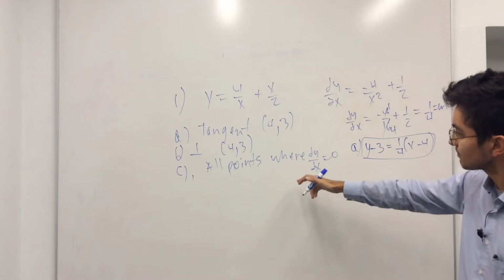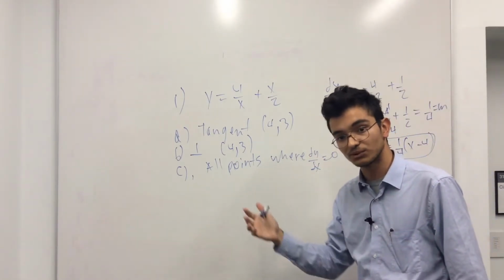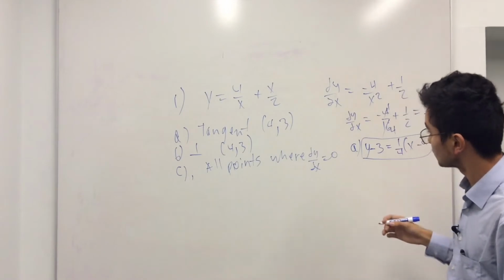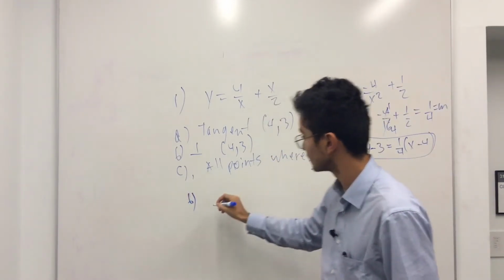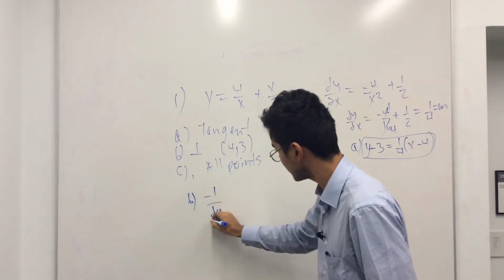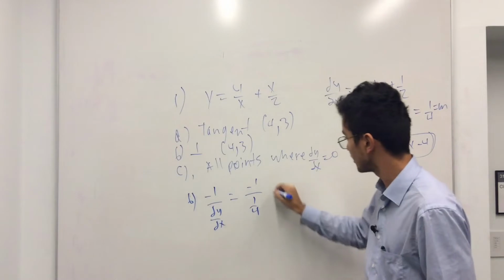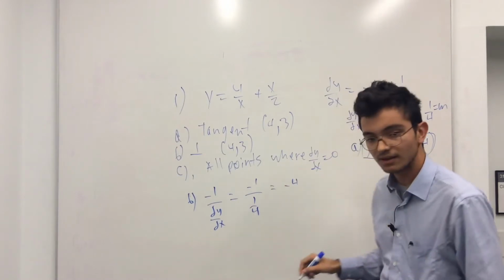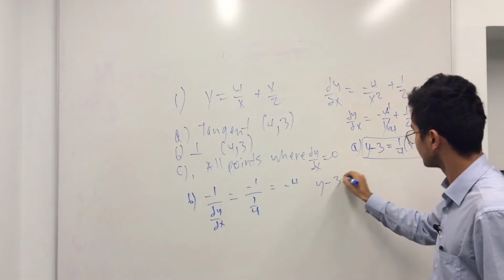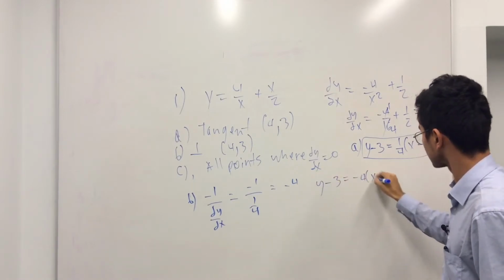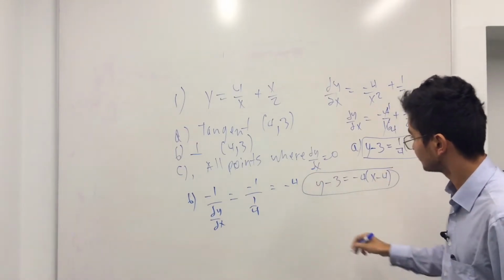Now for part B, we're going to find the normal to the tangent line. What we have to do is find the negative reciprocal of the derivative. So negative 1 over dy over dx will be negative 1 over 1/4, which is just negative 4. So we just write the equation: y minus 3 equals negative 4 times x minus 4. So that's part B.